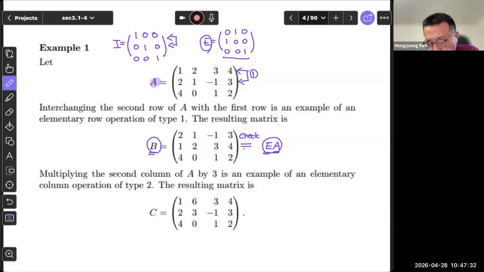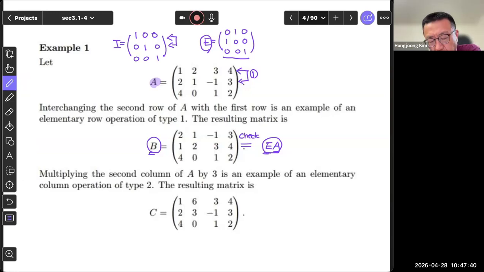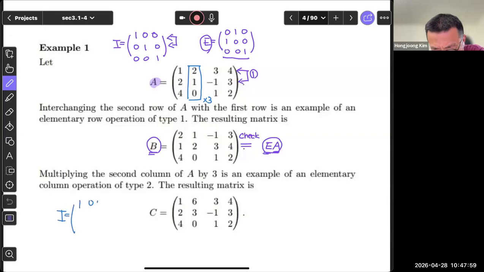Now, in the case of the C matrix, we obtained C from A by multiplying 3 to the second column of the A matrix. In the case of a column operation, we need to think of a 4 by 4 matrix.